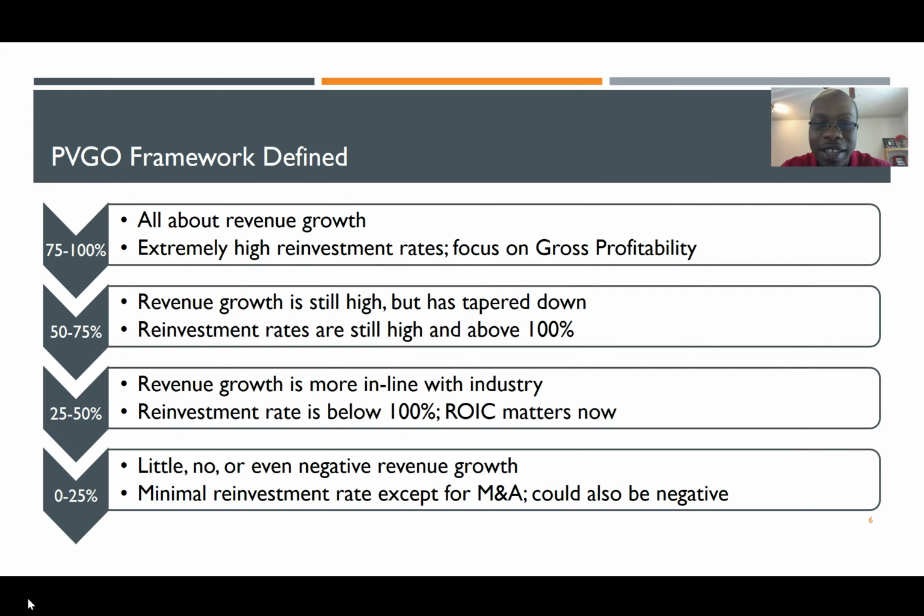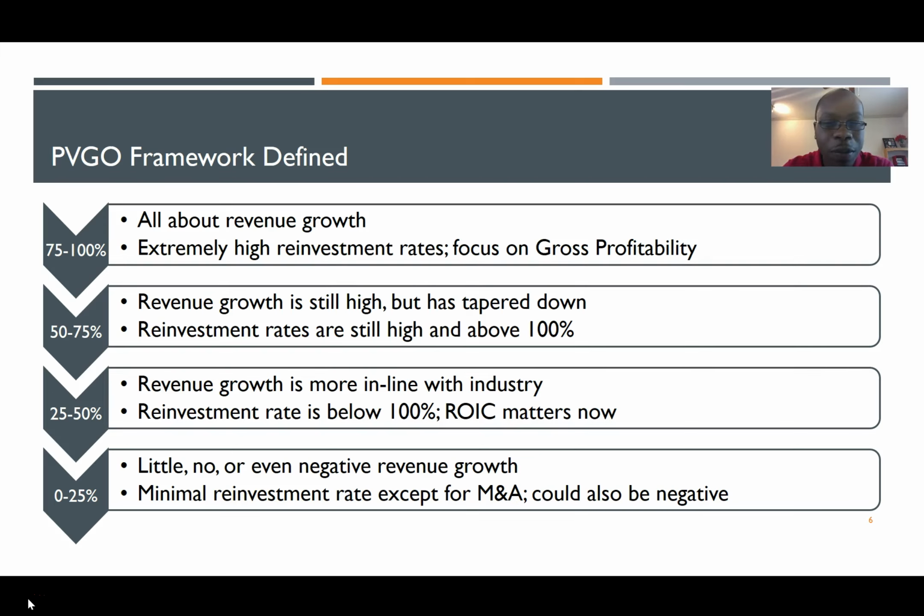Move down the list. Revenue growth still matters, but it's not as high. Reinvestment rates are still very high, but they're approaching 100%, as in you're approaching the level where you generate enough cash to cover your own investments. And in this area, I'd see Tesla right here, in this 50 to 75% range.